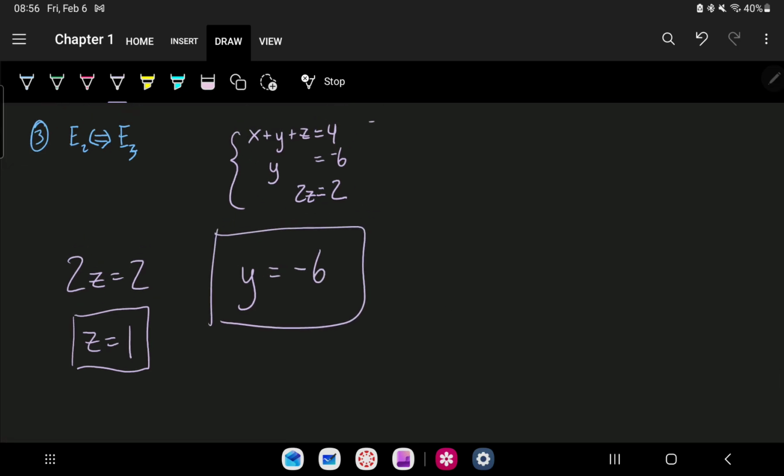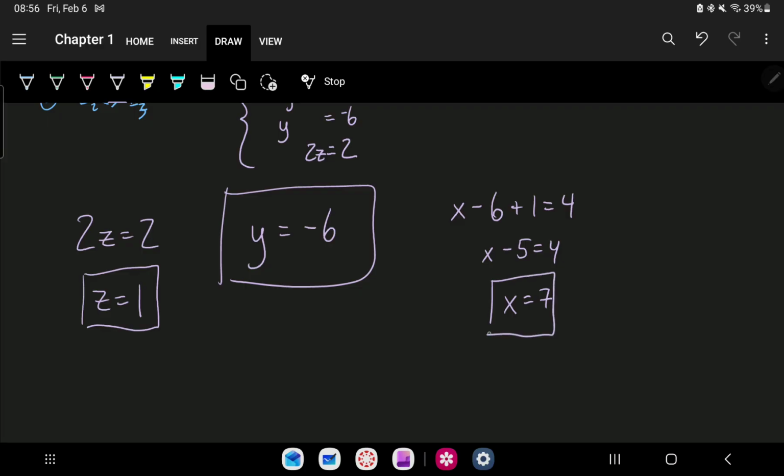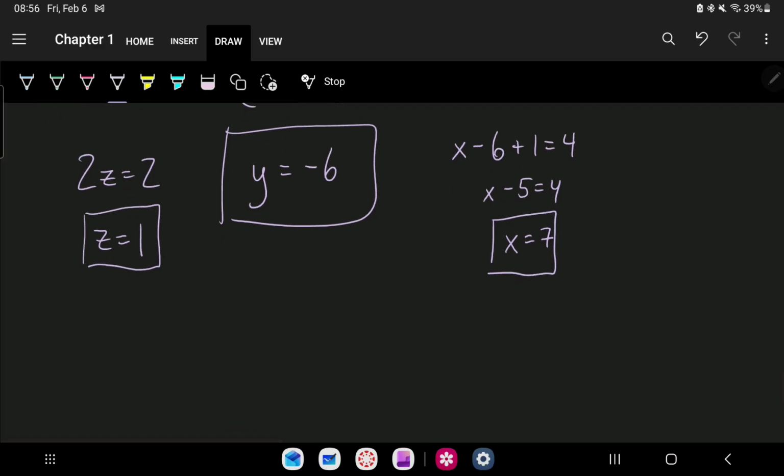And for this top equation, now we're going to use what we've already found as y and z to find x. So I'm going to say x minus 6 plus 1 equals 4. So that's going to be x minus 5 equals 4. X is going to equal 7. All right, we have one solution here.